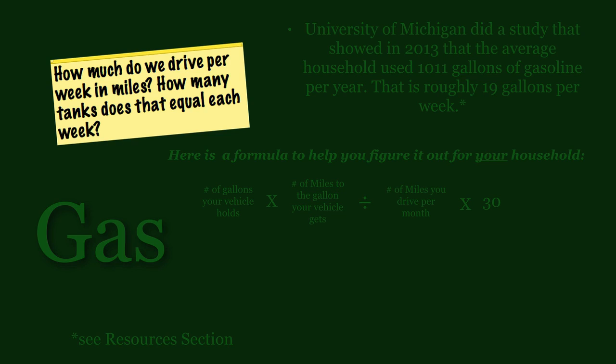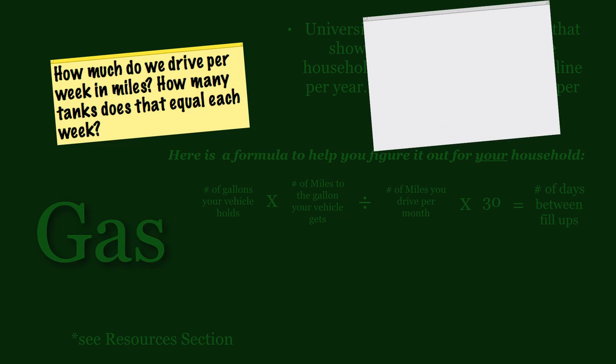the number of miles you drive per month. So you need to look at how many miles it is to and from work, and how much you drive outside of work in that one vehicle. You're going to total all that together for that number. And then you're going to times all of this by 30. And that's going to get you the number of days between your fill-ups. So you're going to have to fill up every 15 days or every 3 days or every 10 days, whatever it is. So let's do the math.